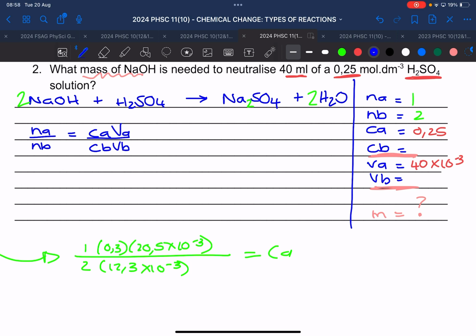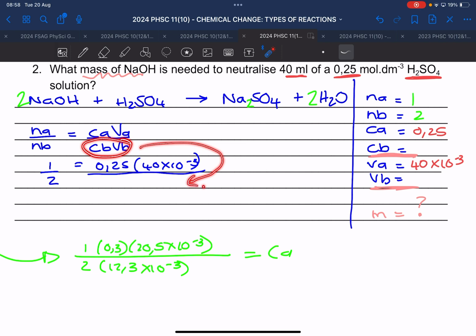So, my ma'am said I must go to this formula. I'm not stressing, even though I don't have everything. I'm going to fill in what I have. The mole of the acid is 1, the mole of the base is 2. Where do I find that? From my balanced equation. The concentration of my acid is 0.25. The volume of my acid is 40 times 10 to the power negative 3. And then I have nothing to fill in here at the bottom.